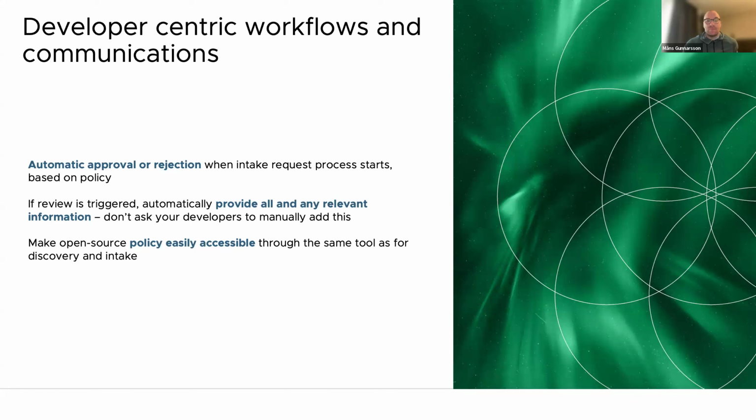And finally, we will make the open source policy easily accessible through the same tool that will be used for discovery and intake. So no need to dive through these potentially 80-page document lost on SharePoint somewhere to find out what the actual rules are.